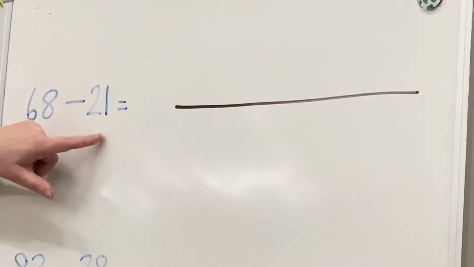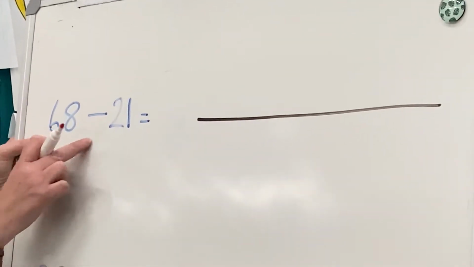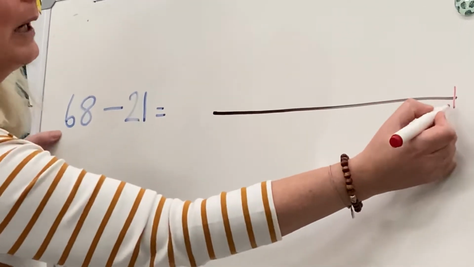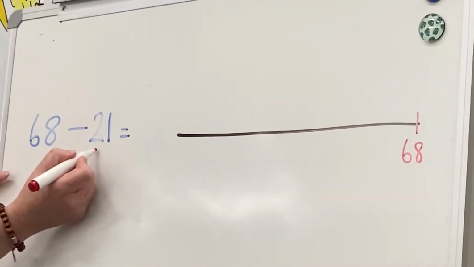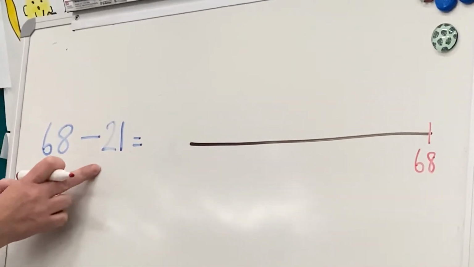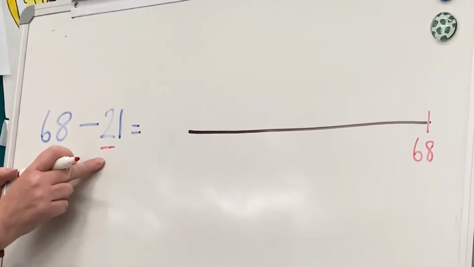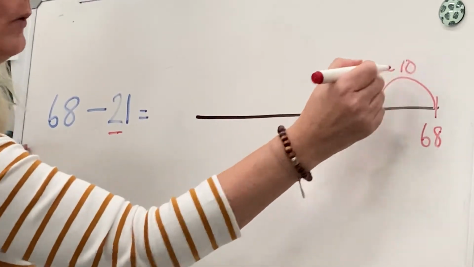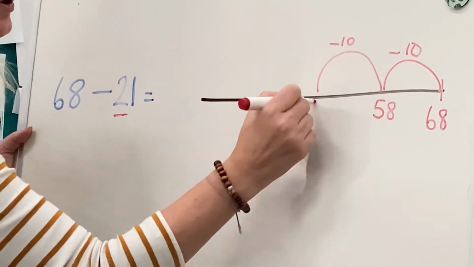68 take away 21. So we're starting with 68, that's the bigger number, and we're taking away, so we're going to get a smaller answer. Start by putting 68 at the end of the number line, and then you need to take away 21. If we partition 21, you're first of all going to take away 20, two tens. So do our jumps and take off 10, which makes 58. Take off another 10, which makes 48.